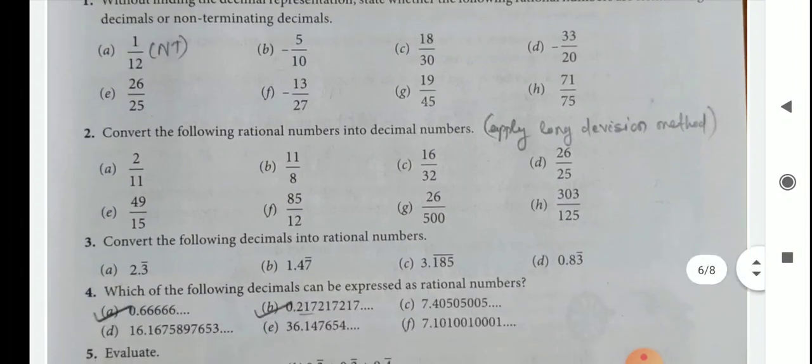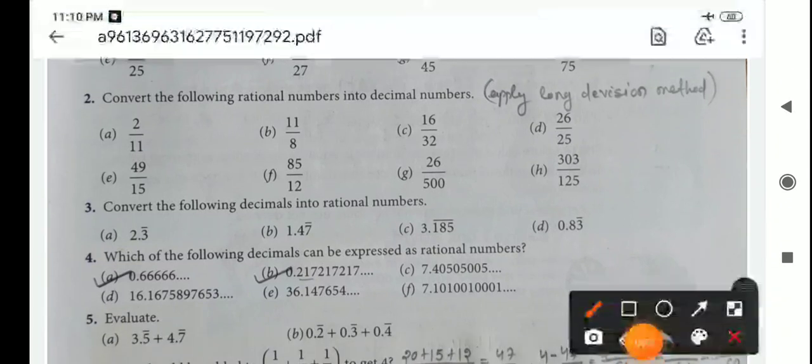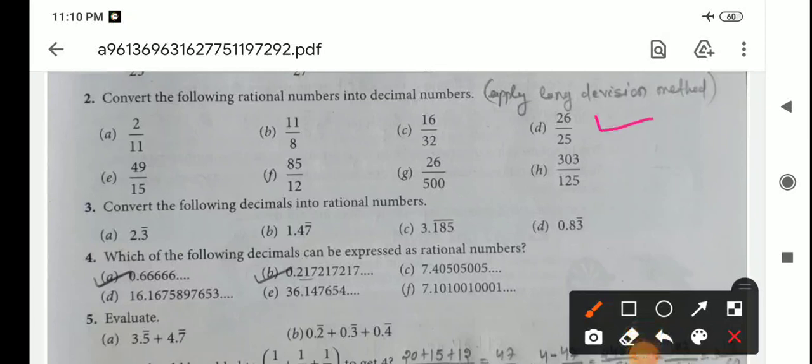Then comes number 2. Convert the following rational numbers into decimal numbers. Here you apply the long division method. Okay. Then if we convert like this, 26 by 25, here you can convert to an equivalent fraction, here also an equivalent fraction. So you check whether it will be easy to convert to an equivalent fraction, that method you apply. Both methods you can apply, but whichever is appropriate, you choose for each part.